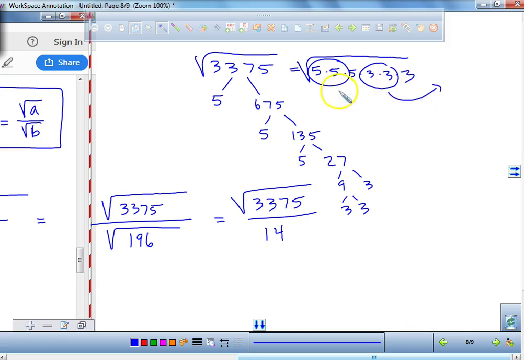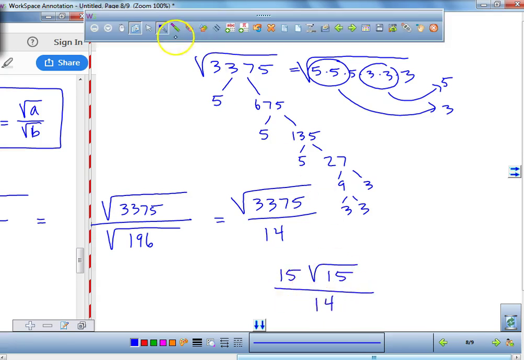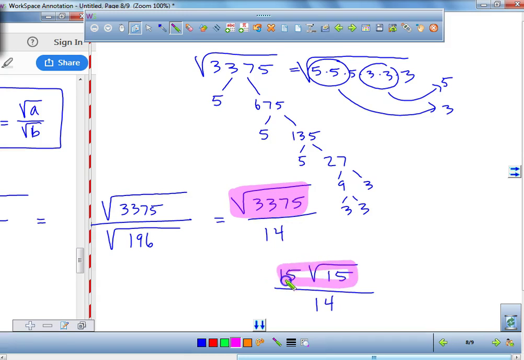So what comes out of the radical? A 5 and a 3. What is 5 times 3? 15. So we got 15. What stayed inside of it? A 5 and a 3, which 5 times 3 is also 15. So I'm going to highlight something. This right here, what is this ultimately simplified to? That simplifies to this. What does this simplify to right here? That the square root of 196 is 14.